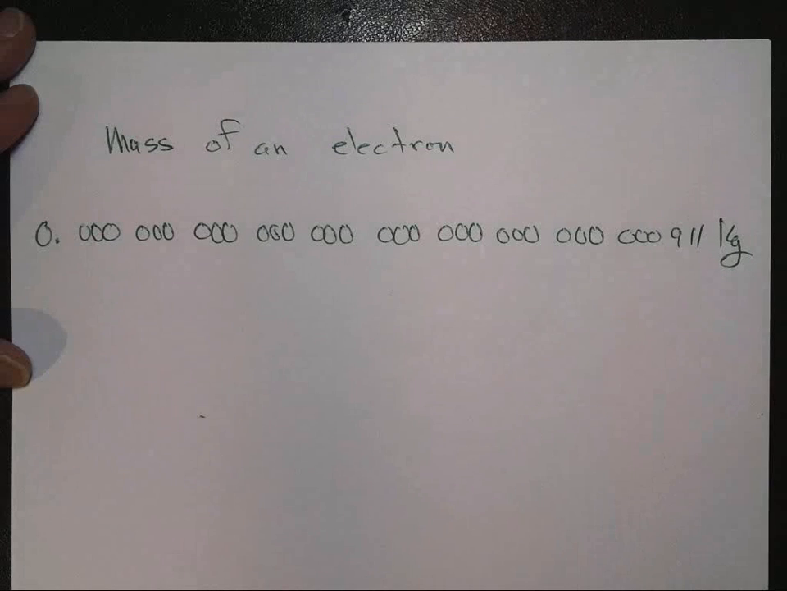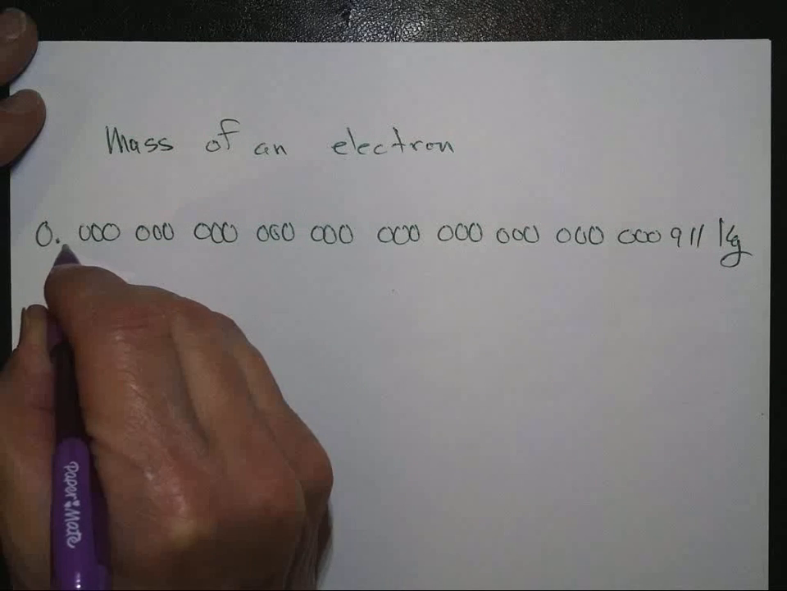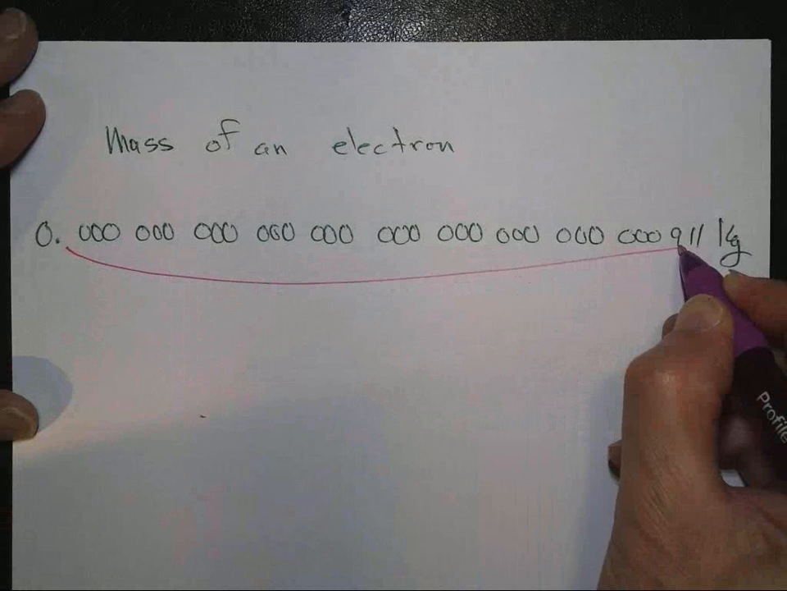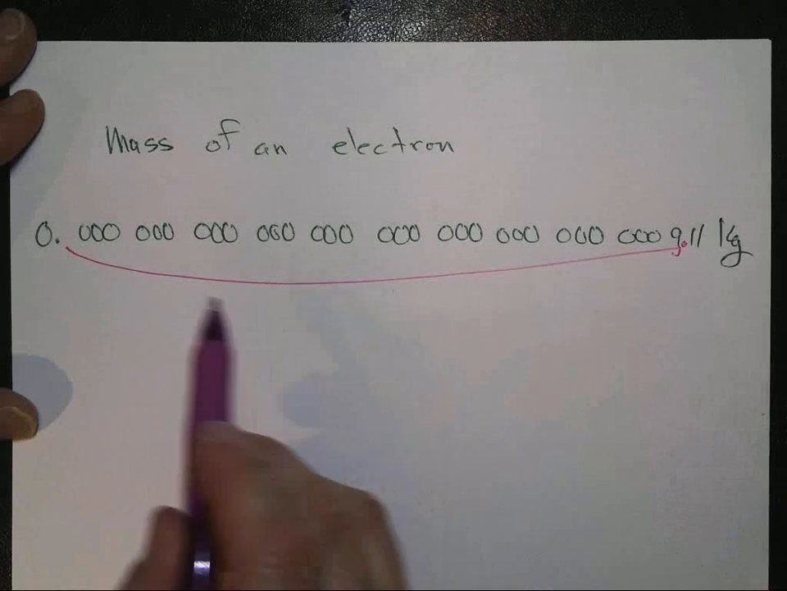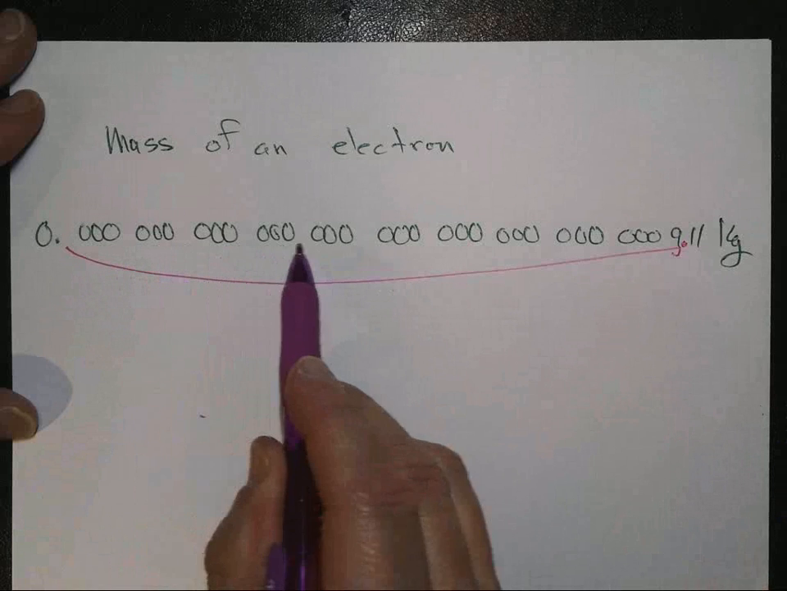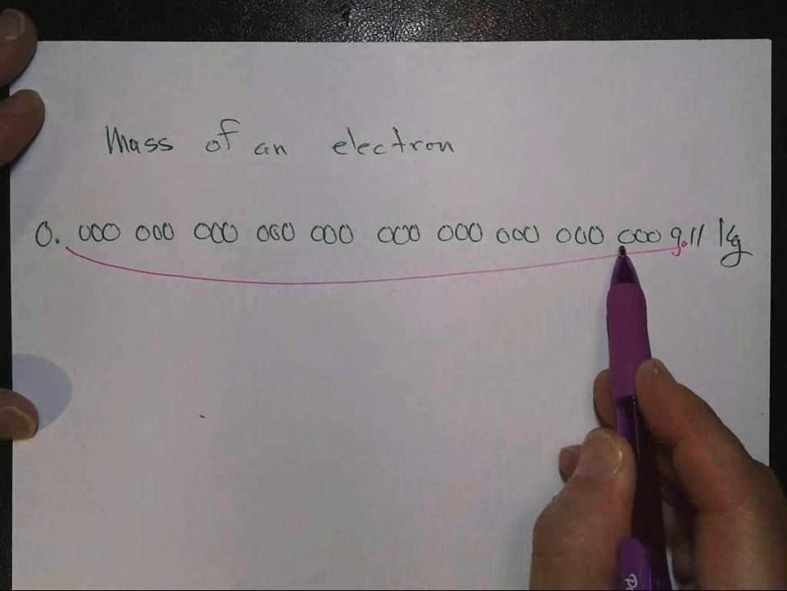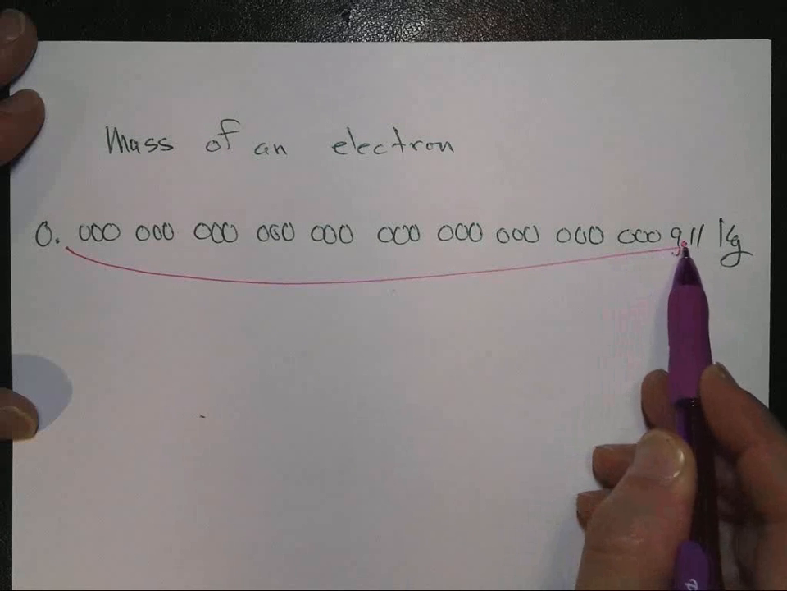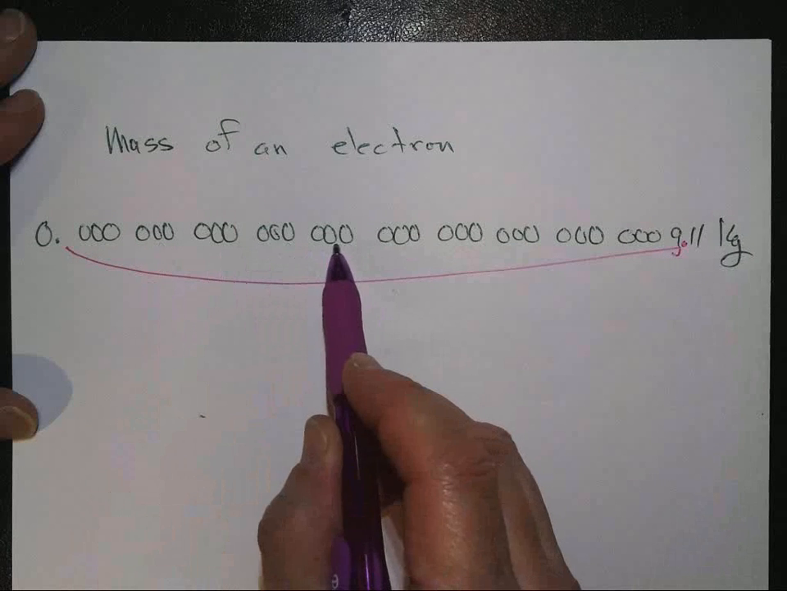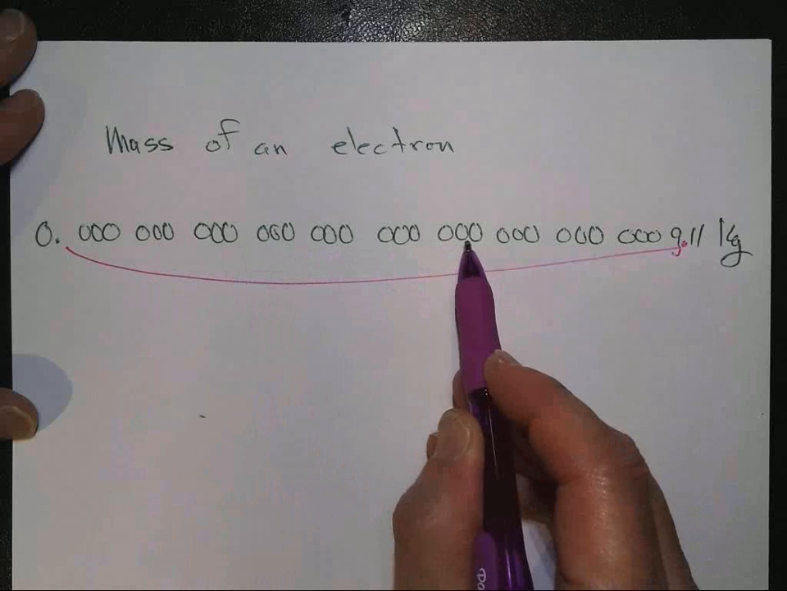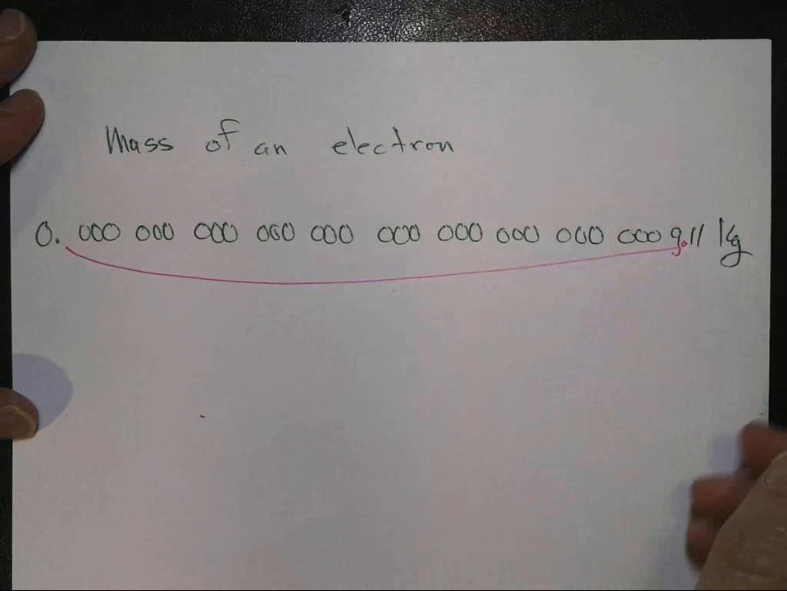Now we're going to move the decimal point to the right, so that there's one non-zero number in front of it, right there. We're going to count how many places we moved it. 3, 6, 9, 12, 15, 18, 21, 24, 27, 28, 29, 30. I think that's what we did. We moved it 31 places.